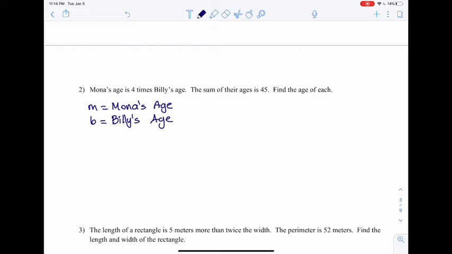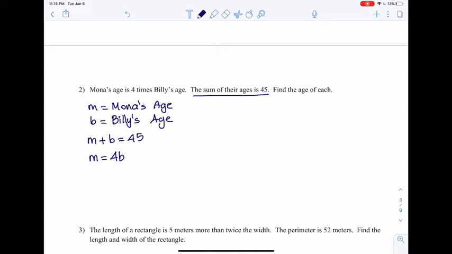And what we're also given: M plus B is 45, because it says the sum of their ages is 45. And also we're given Mona's age is 4 times Billy's age. So we can say M equals 4B.